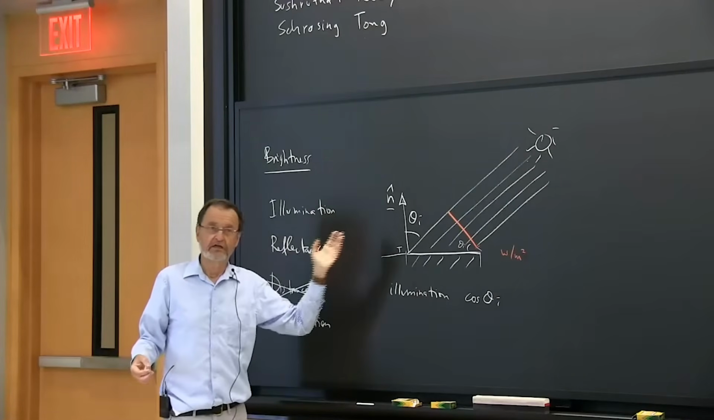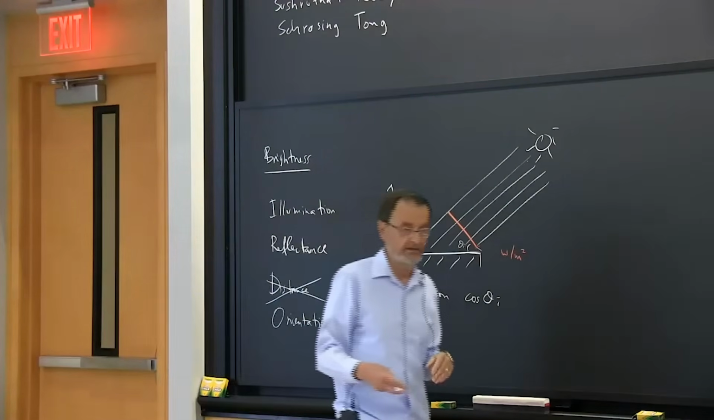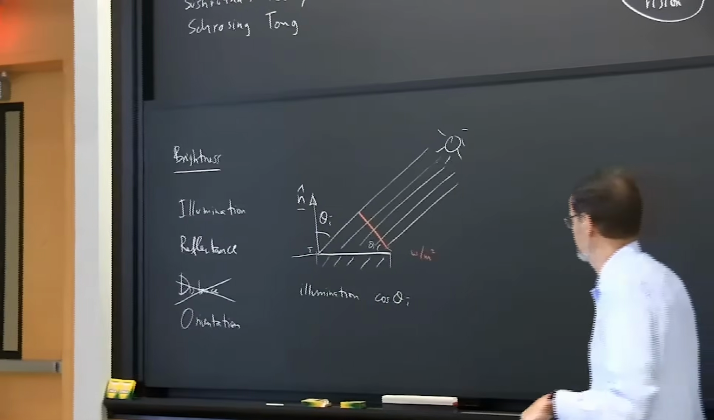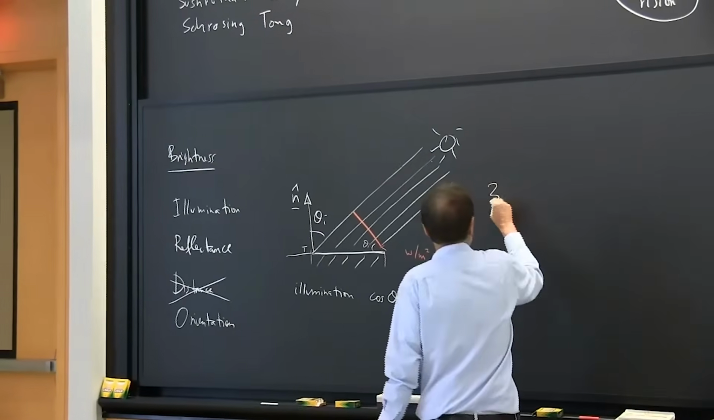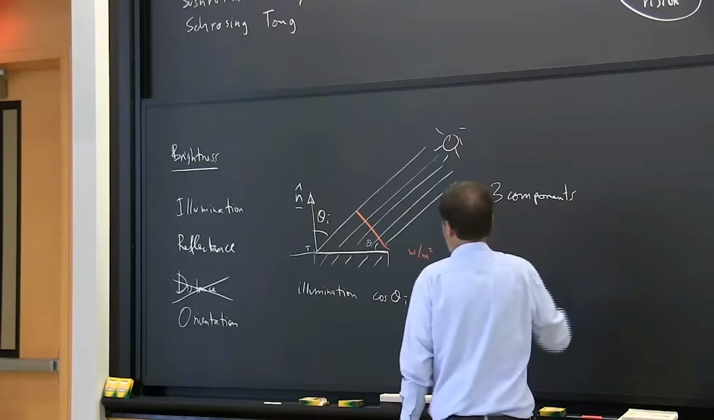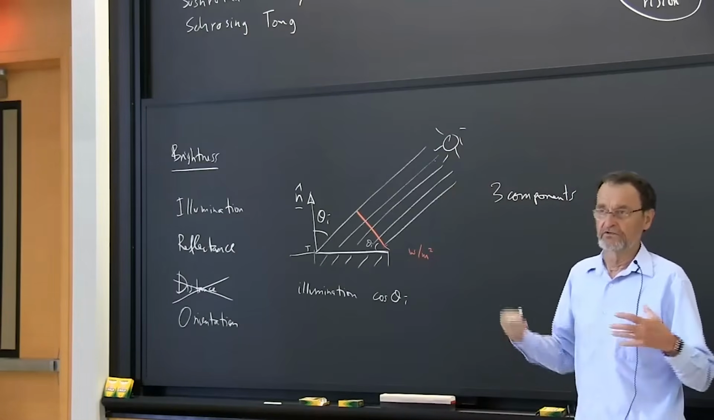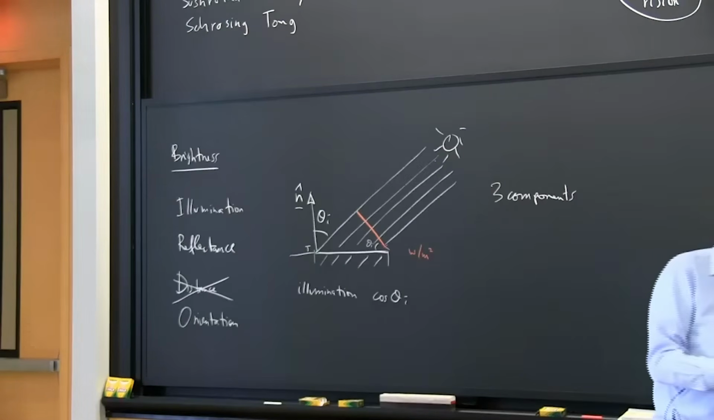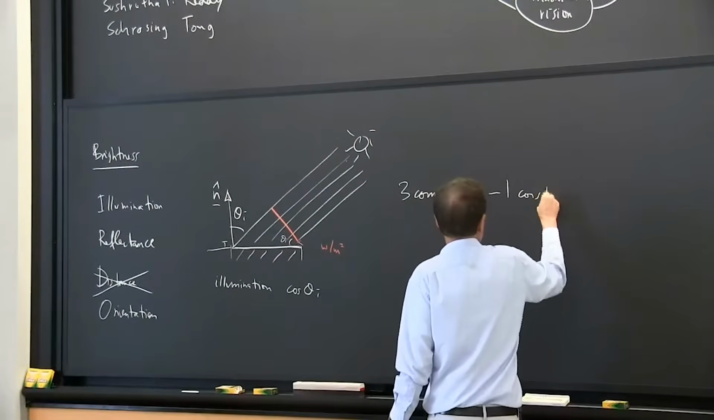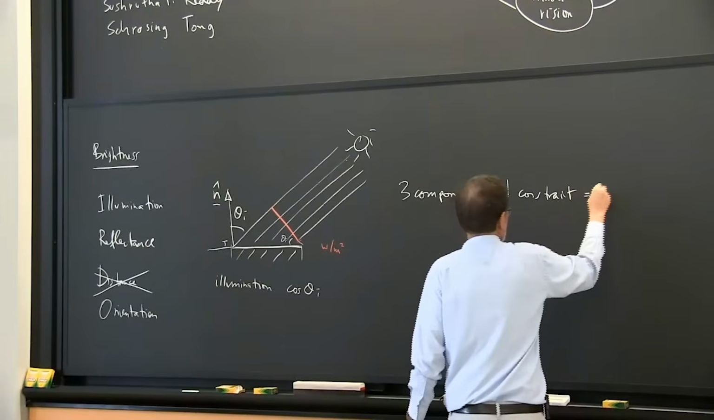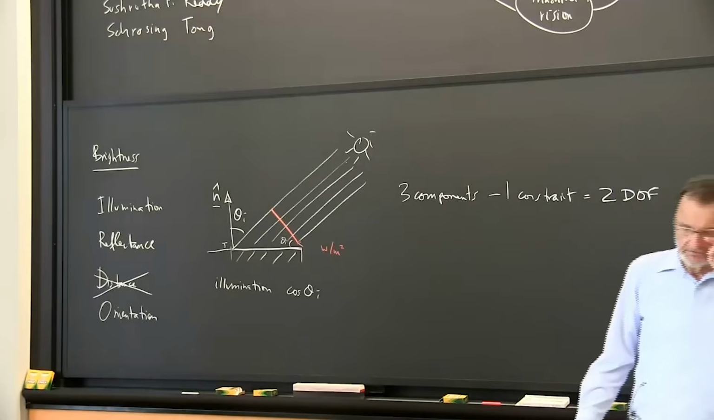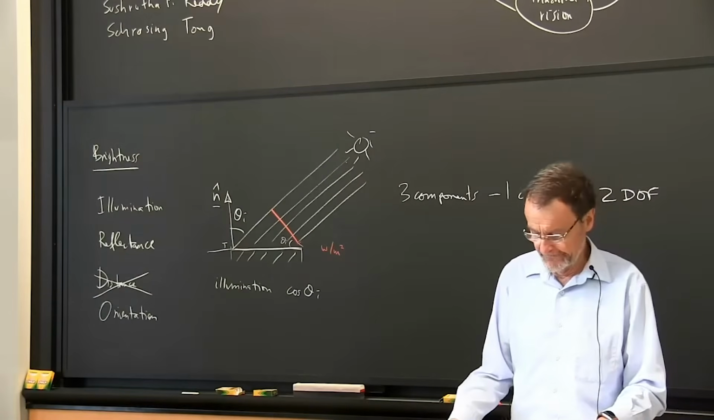How many numbers do I need? Well, I need 3 numbers to define a vector. So it sounds like 3, except I have a constraint. 3 components. This isn't just any old vector. This is a unit vector. So x squared plus y squared plus z squared equals 1. So I have one constraint. So actually, surface orientation has 2 degrees of freedom.